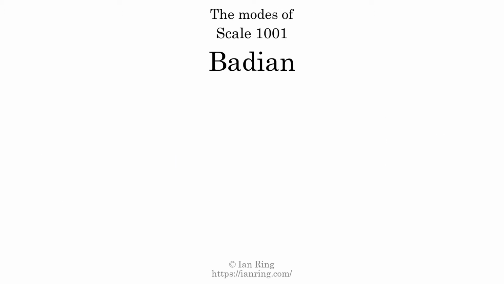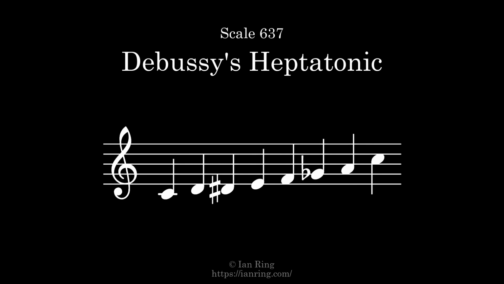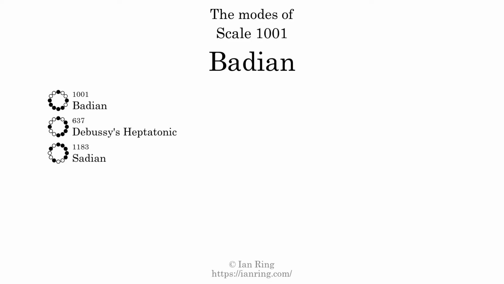This scale has 7 modes. The first mode is itself. The second mode is scale 637, also known as Debussy's heptatonic. It sounds like this. The third mode is scale 1183, also known as Badian. It sounds like this.